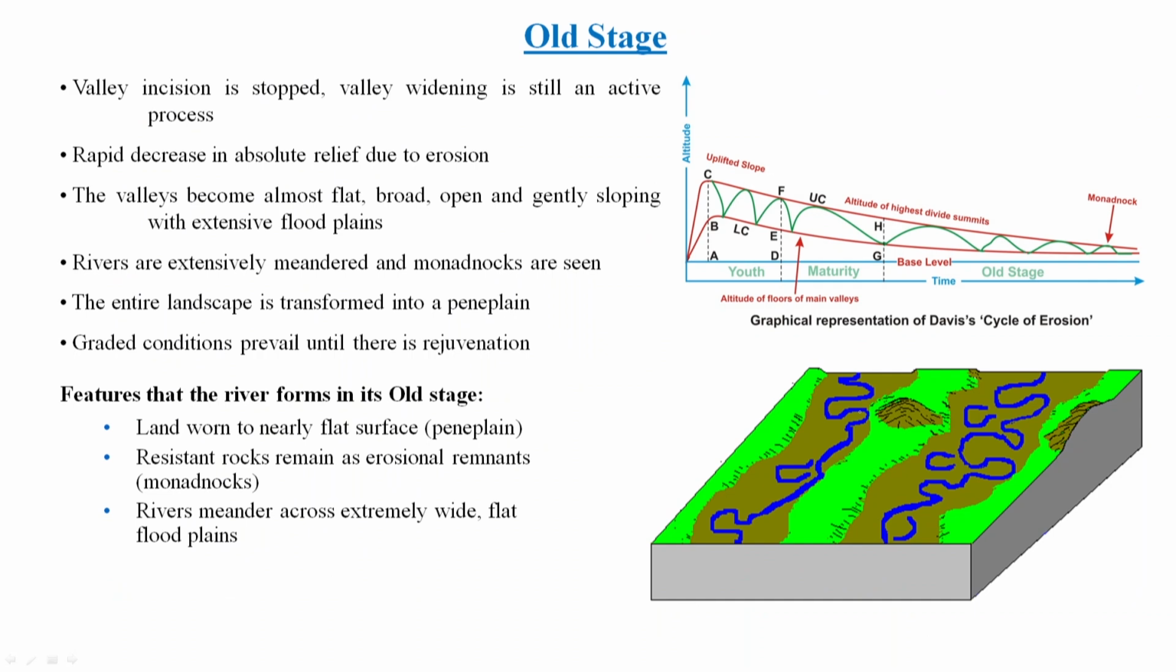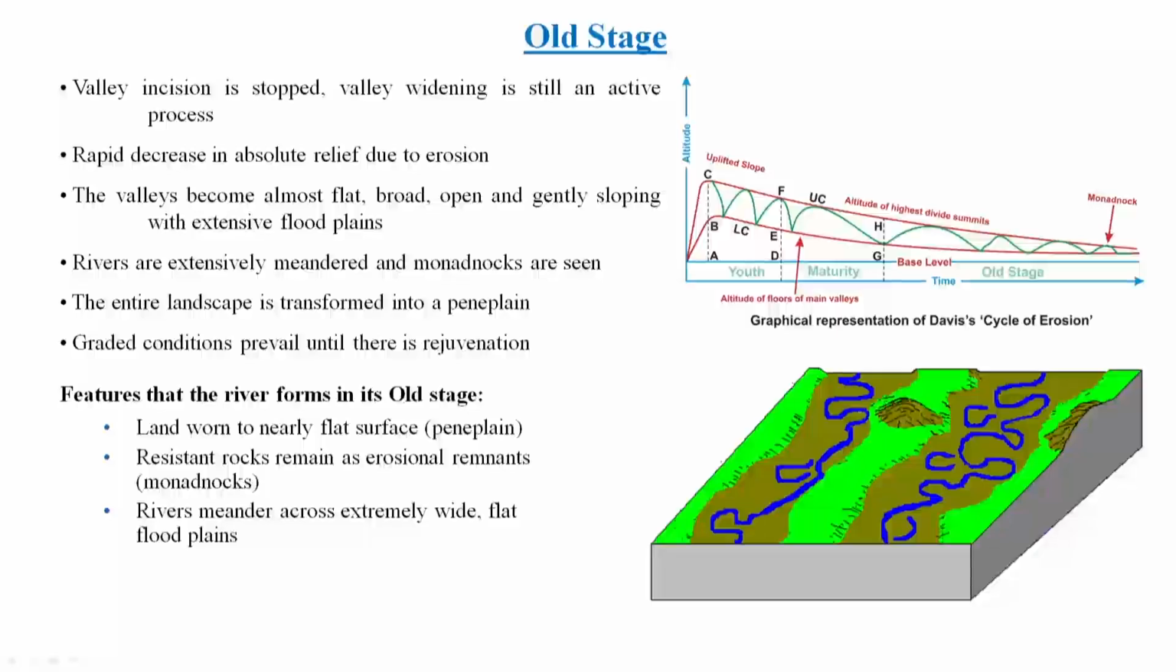In the finally old stage, the valley incision is now stopped. So there will be no undercutting of the valley, there will be generation of floodplain. So the water will now pour on the sides, or you can say the margin of a channel. So valley incision is now stopped, valley will start to widen, with a rapid decrease in absolute relief due to erosion. Obviously erosion will also be more, because now you are no longer eroding material only in the channel, you are also eroding material along its boundary.